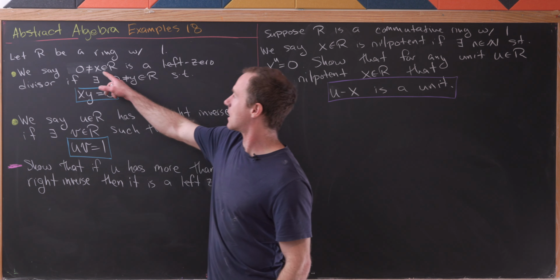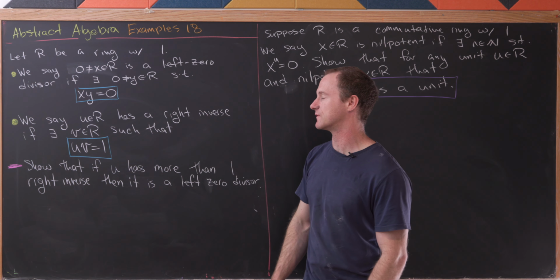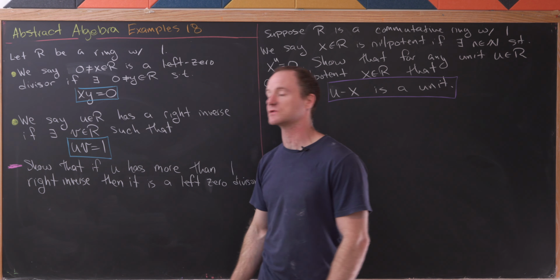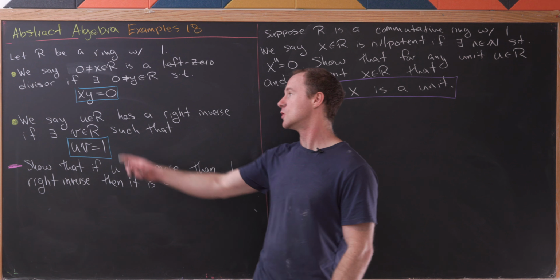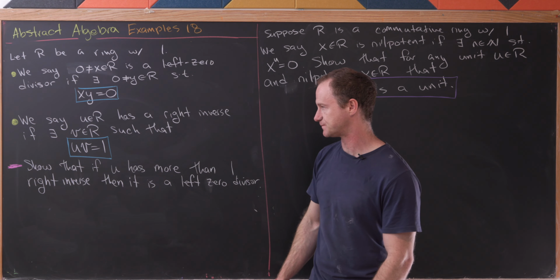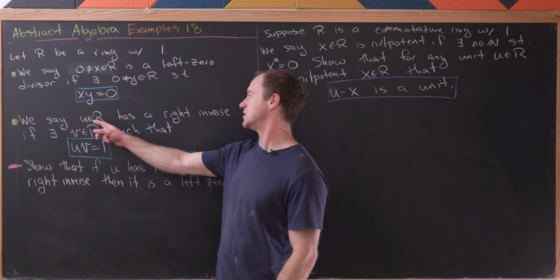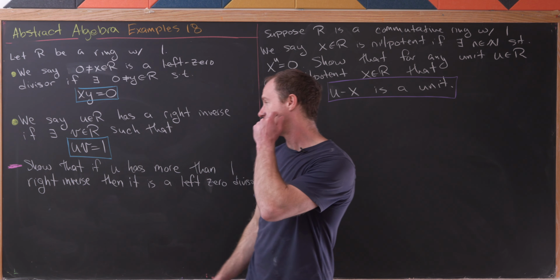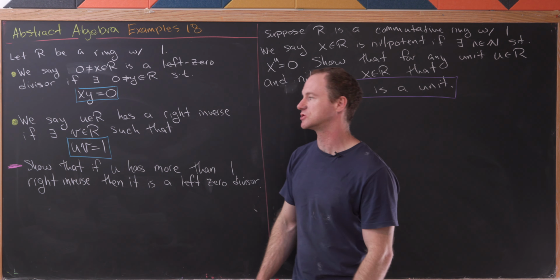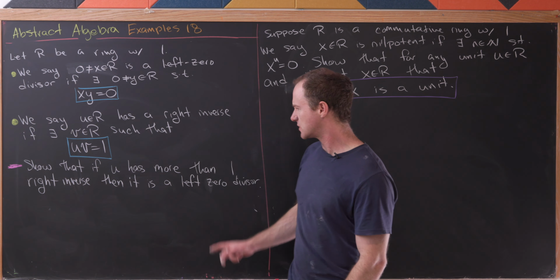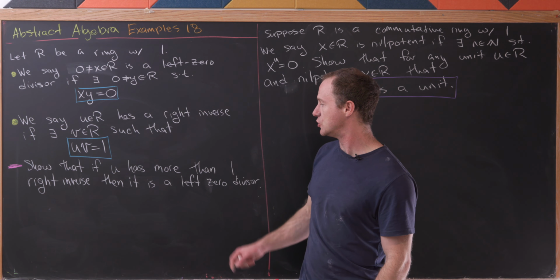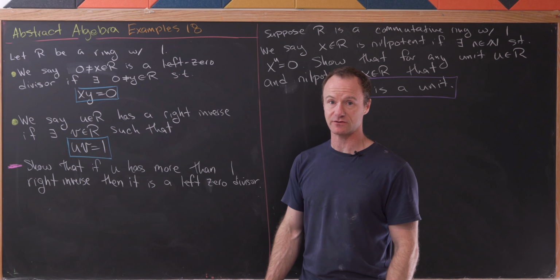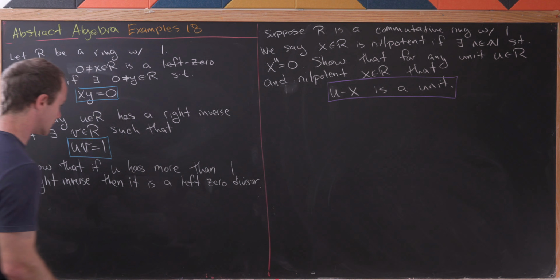Then we say that a non-zero element X is a left zero divisor if there exists a non-zero element Y such that X times Y is equal to 0. It's important that's in that order. We're multiplying on the left by X. Next, we say that an element U has a right inverse if there's an element V such that U times V is equal to 1. Okay, so our goal is to show that if U has more than one right inverse, then it is in fact a left zero divisor. Okay, so let's do that.